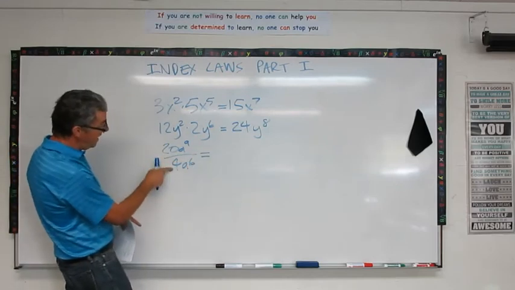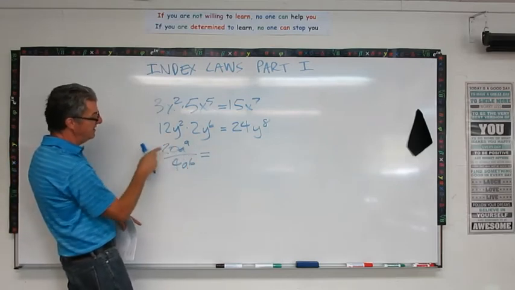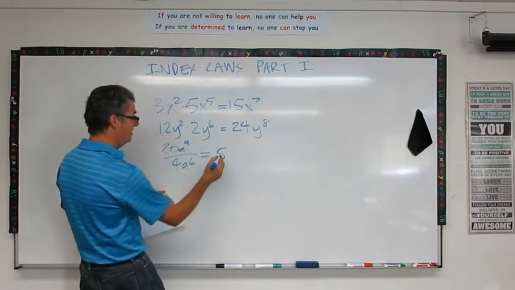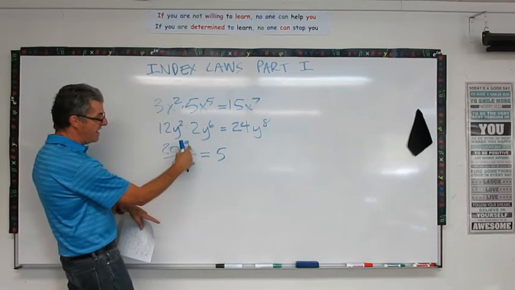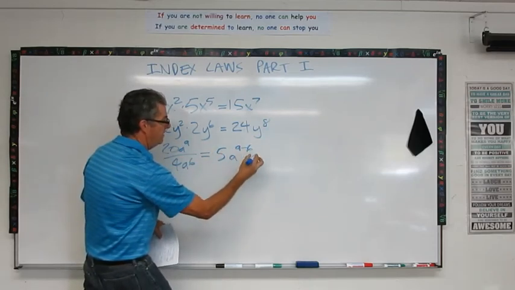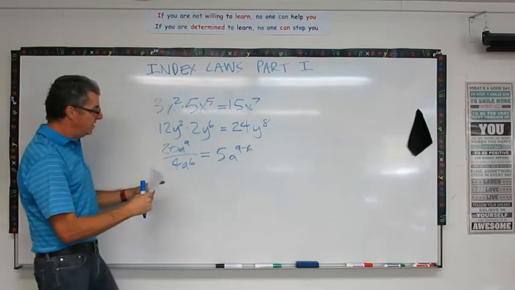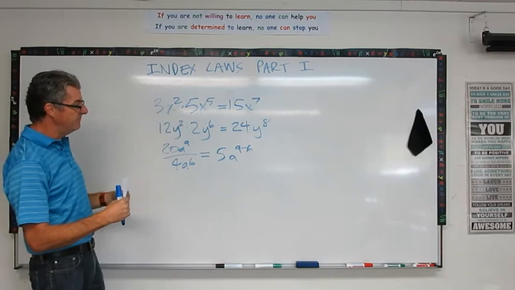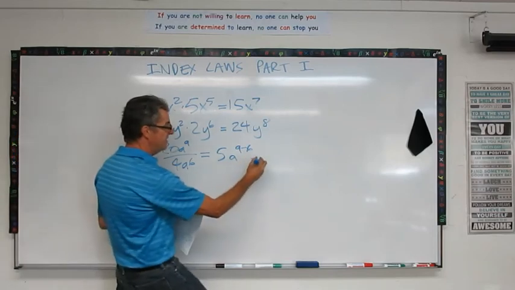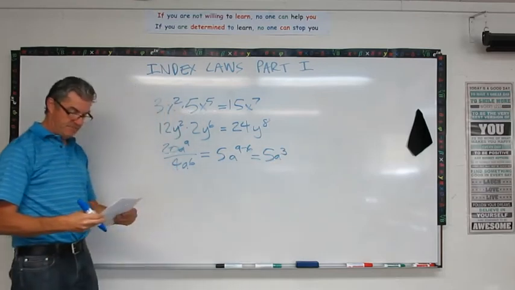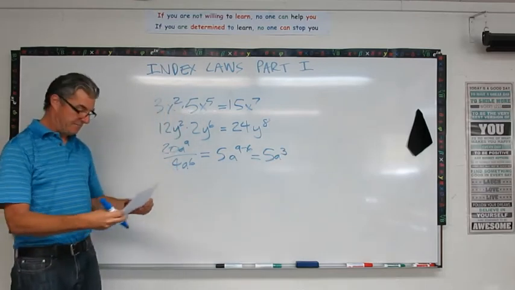I'm going to divide my numbers. Remember up here we multiplied, so now I'm dividing. 20 divided by 4 gives me 5. And this is going to be a to the 9 minus 6. So before I go on, remember, when you've got a quotient, you subtract exponents. Up here we were adding them, so here we subtract. So this is going to give us 5a to the third. Okay? Let's do another one.